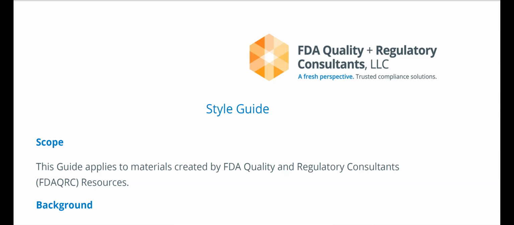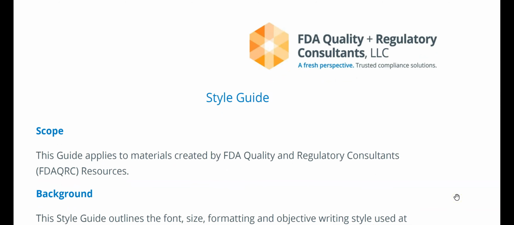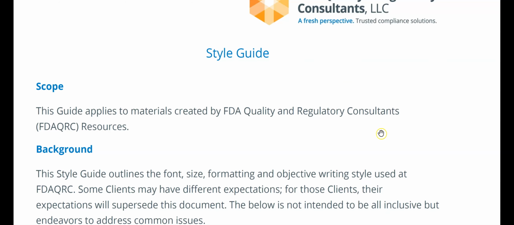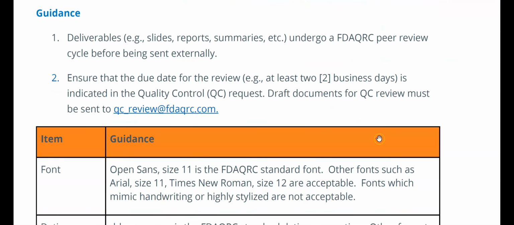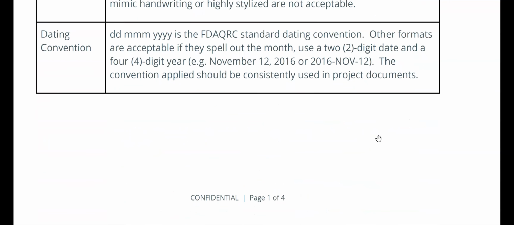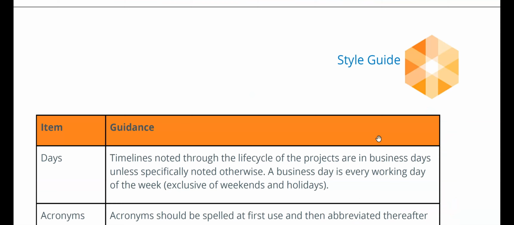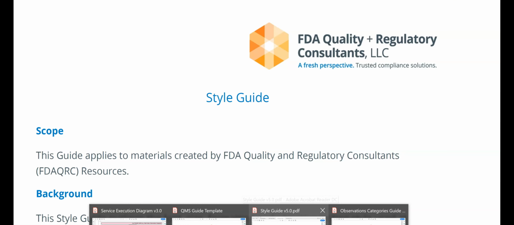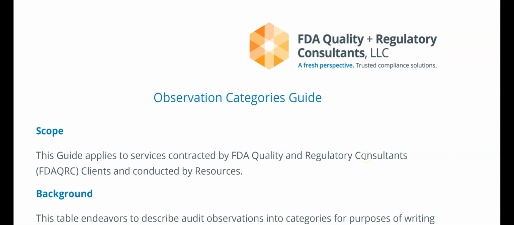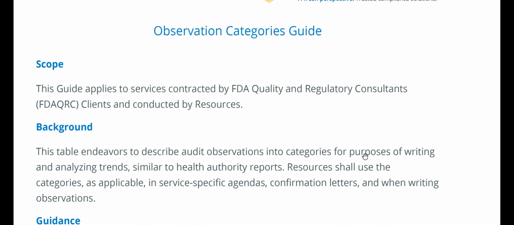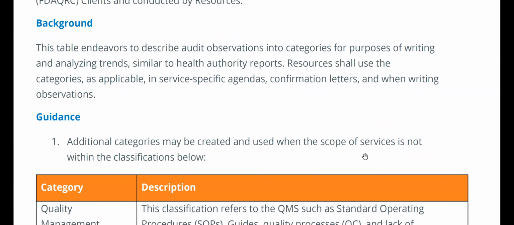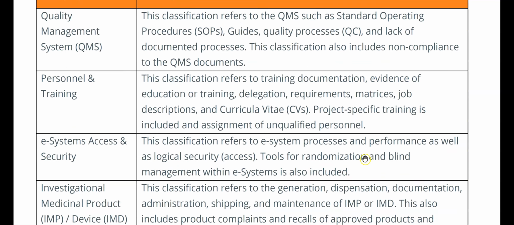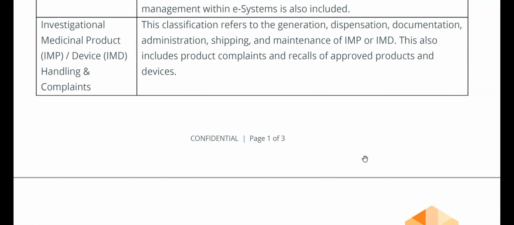Next, you'd want to review our style guide. Our style guide goes over all the requirements, outlines, fonts, font sizing, dating convention, formatting, and objective writing style that we use at FDA QRC. You will also need to become familiar with our Observation Categories Guide. This provides guidance on audit categories for the purposes of drafting an agenda, confirmation letter, and audit report observations.